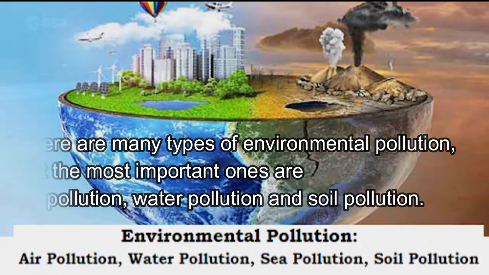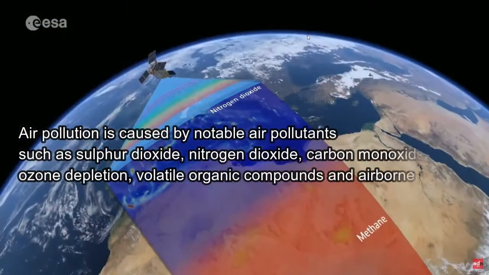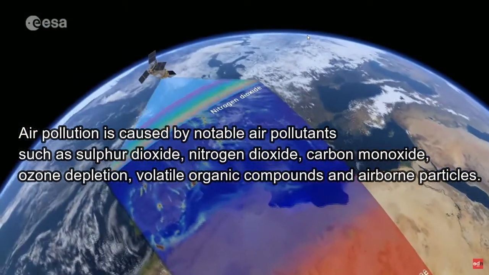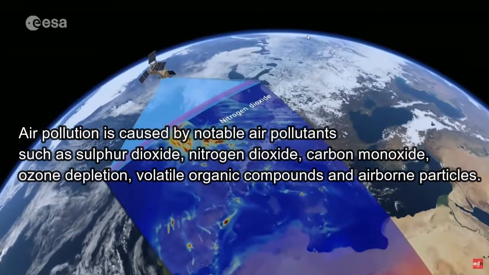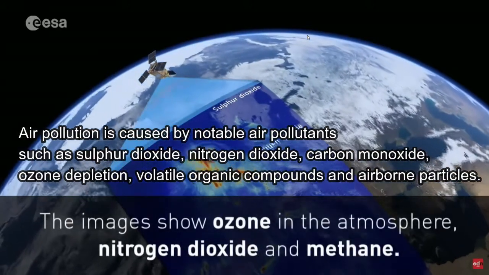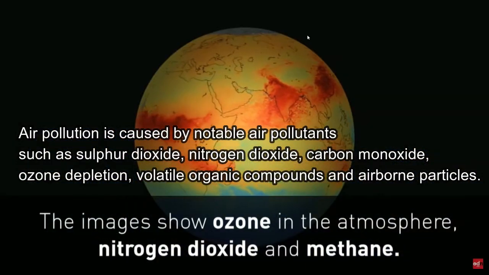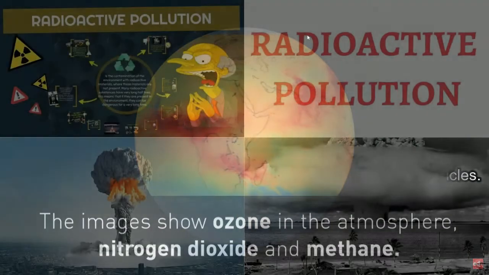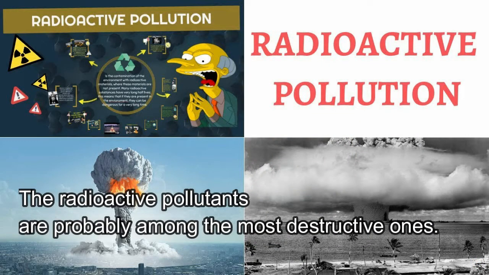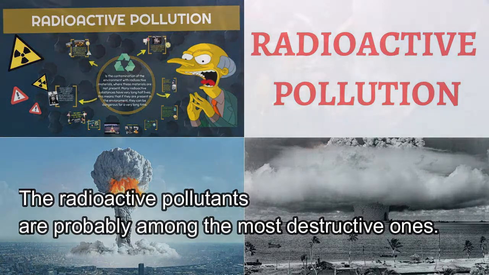There are many types of environmental pollution, but the most important ones are air pollution, water pollution, and soil pollution. Air pollution is caused by notable air pollutants such as sulfur dioxide, nitrogen dioxide, carbon monoxide, ozone depletion, volatile organic compounds and airborne particles. The radioactive pollutants are probably among the most destructive ones.